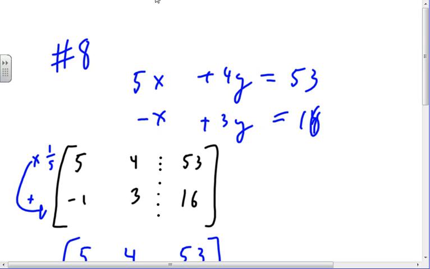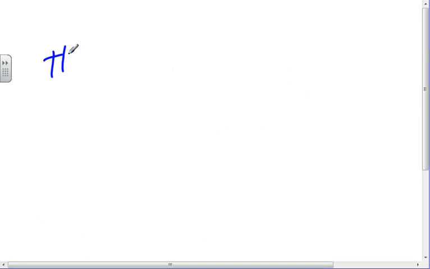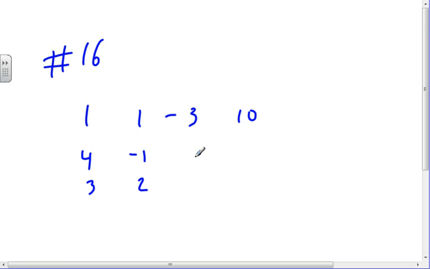We will now go and do a problem worthy of the class, number 16. Okay, so number 16: 1, 1, minus 3, 10; 4, 3, minus 1, 2; 1 minus 6, 12, 24.